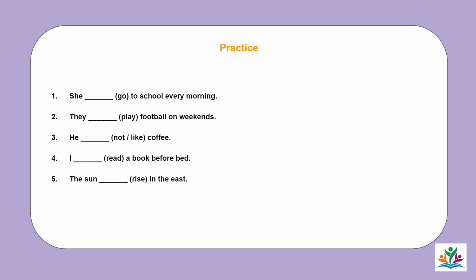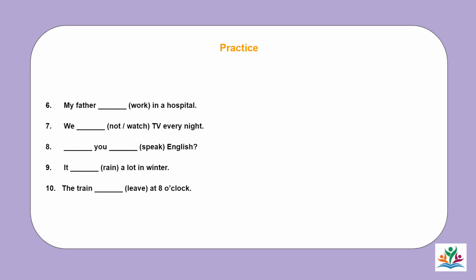Those are the sentences. The first one, she go to school every morning. What is the correct form of the verb go in the simple present? Second, they play football on weekends. Third, he not like coffee. So this is the negative form. Four, I read a book before bed. Five, the sun rises in the east. What is the correct form of the verbs?